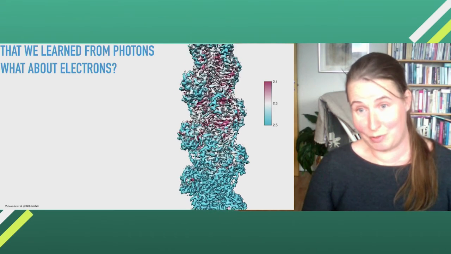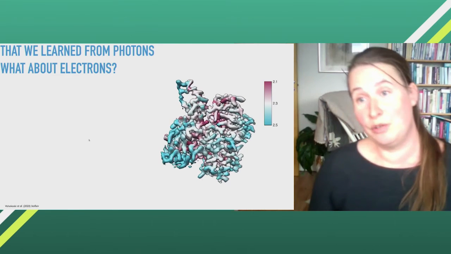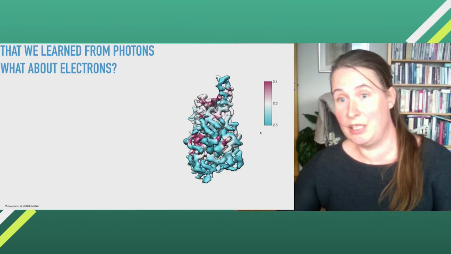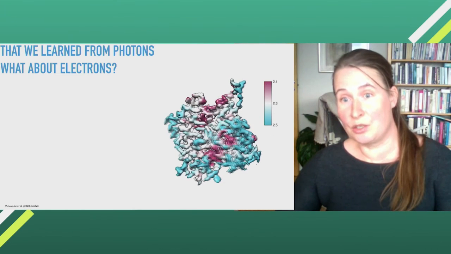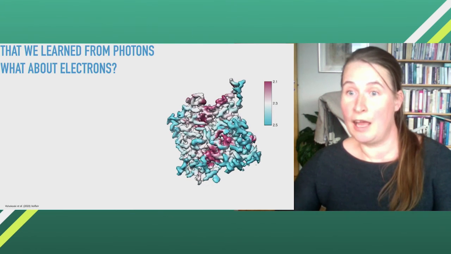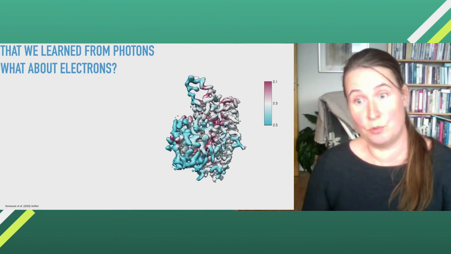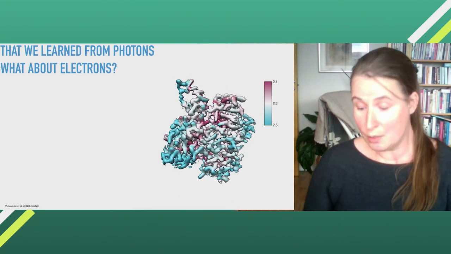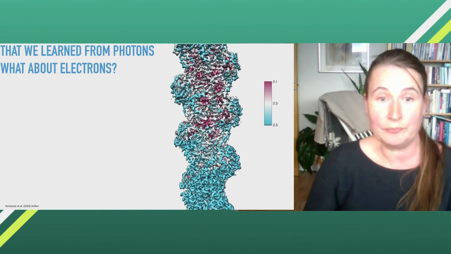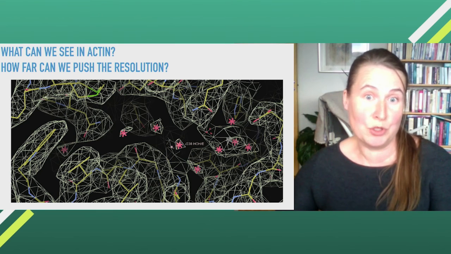And we have very recently determined a cryo-EM structure to a very, very high resolution of the parasite actin filaments. As you can see from this map here, regions of the actin are close to 2 angstrom resolution, and even the lowest resolution regions are about 2.5 angstrom resolution. So we're getting very close to atomic resolution already with this technique. So what can we learn from this? How far can we push the resolution?